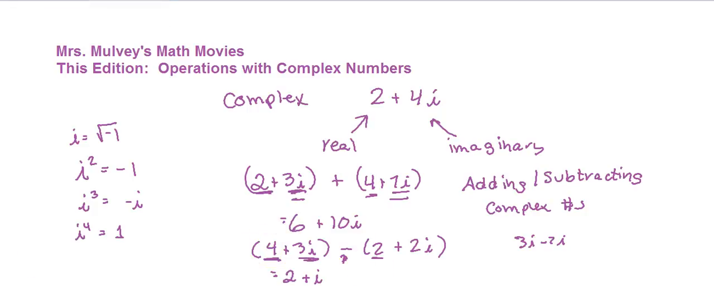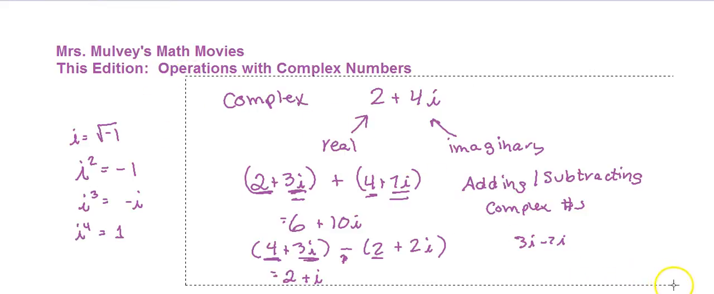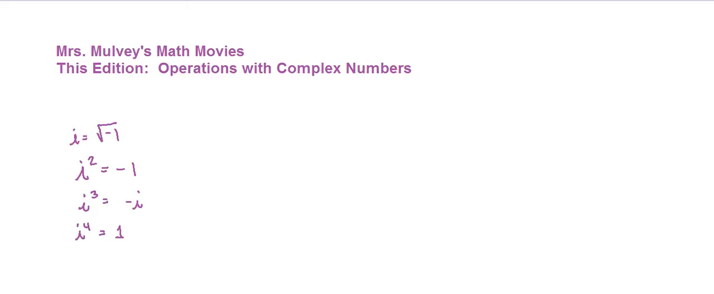Where it becomes more complicated is when we start multiplying. So I'm going to erase what's up here. I'm going to put two complex numbers up here, and we're going to multiply them. So when you multiply complex numbers, you're going to use the FOIL system like you use when you multiply any binomials.